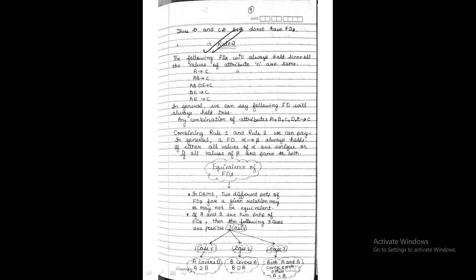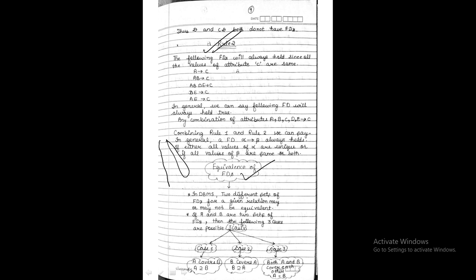Combining Rule 1 and 2, we can say that functional dependency alpha implies beta always holds if either all values of alpha are unique or if all values of beta are same. Means on the left side all values can be different, and on the right side all values can be same. It is possible according to Rule 2 for functional dependency. Now what is the equivalence of functional dependency?